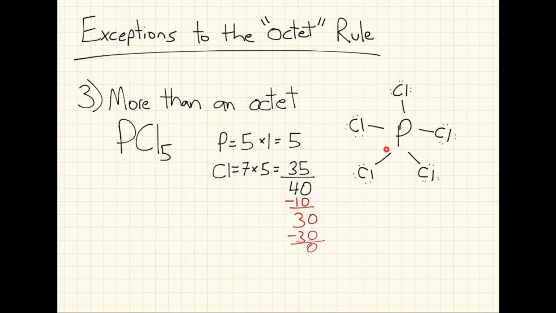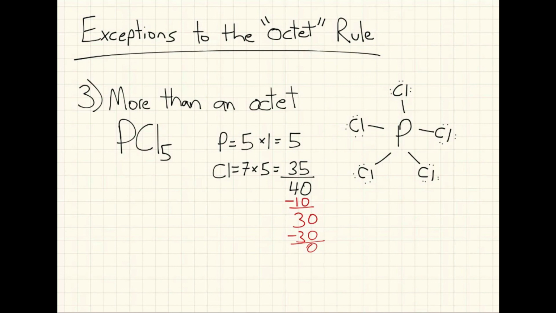But let's look at the inner atom, this phosphorus. Phosphorus now has 5 different bonds. If each one of those 5 bonds contains 2 electrons, that's 10. And I know that you know that 10 is greater than 8. So I violated my octet rule for this particular molecule.